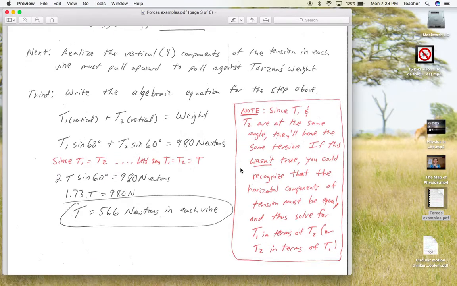So if it wasn't true that they were at the same angle, the tensions would not be the same. And the horizontal components, in other words the left component of the first tension and the right component of the second tension, would have to be equal. And then you could solve for T1 in terms of T2, or T2 in terms of T1, and then progress forward that way with only one unknown tension variable.